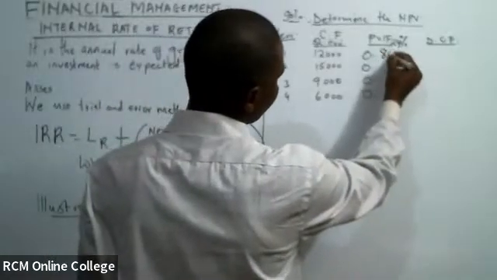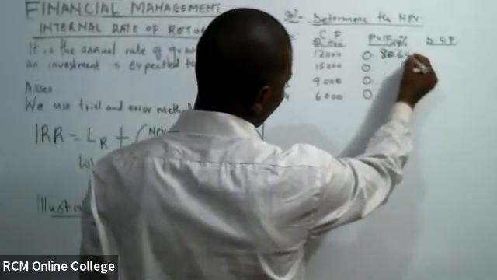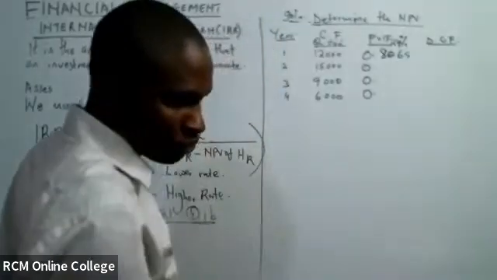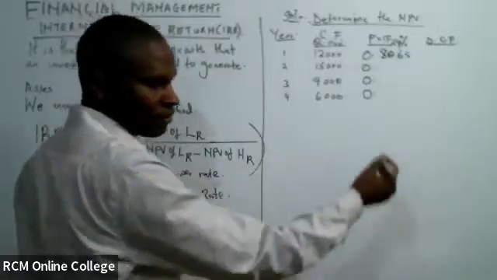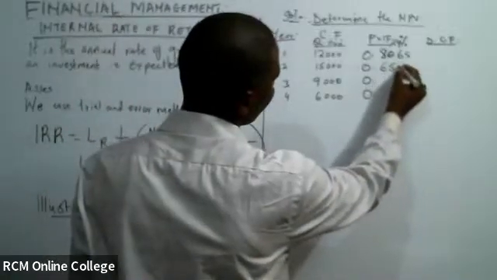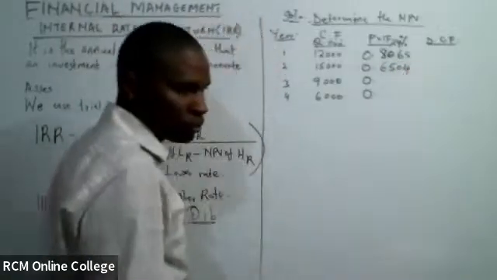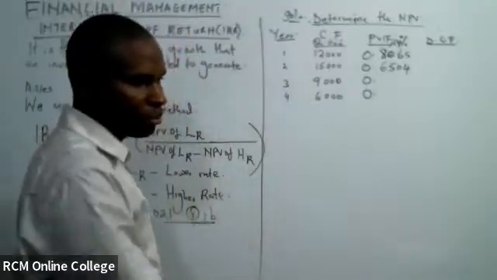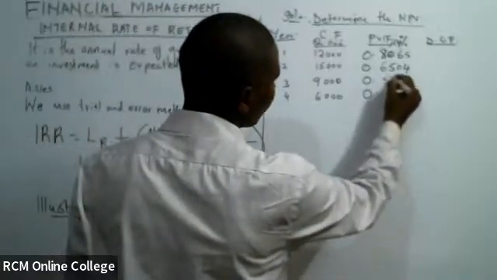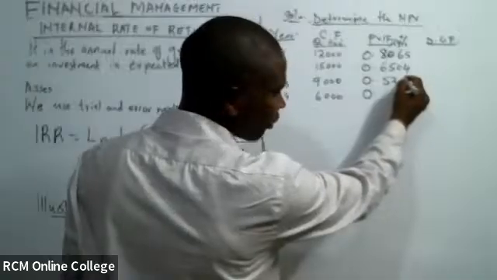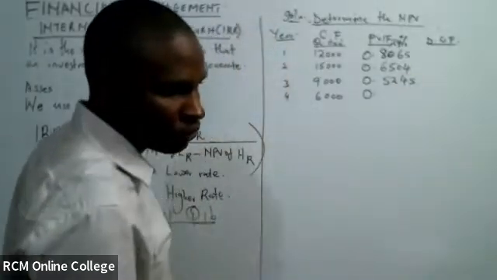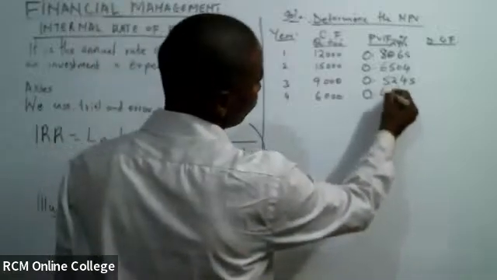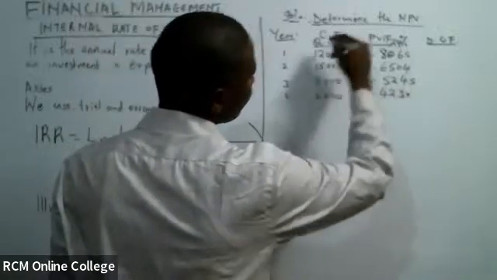80.65. Ya pili, tusonge tumalize. 6504. Haya, tusonge. Annette ameamuka kabisa. 5245. I hope you are able to see. And then the last one, 4230. 4230.